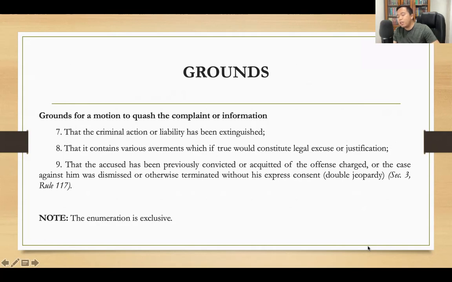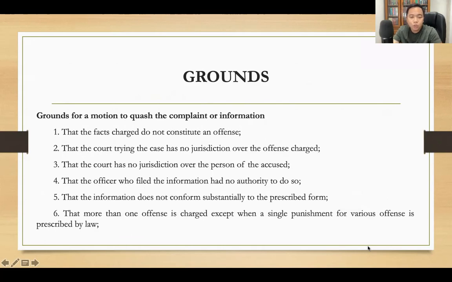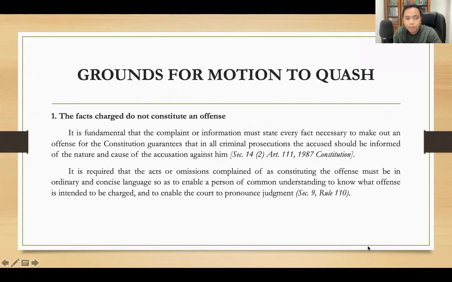So Section 3, Rule 117 enumerates the different grounds for a motion to quash, and this enumeration is exclusive, meaning a motion to quash must contain any of these grounds, otherwise it will become unmeritorious. Now let us discuss them very briefly one by one.